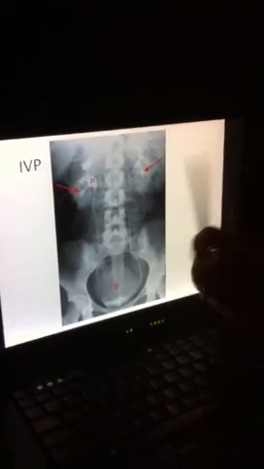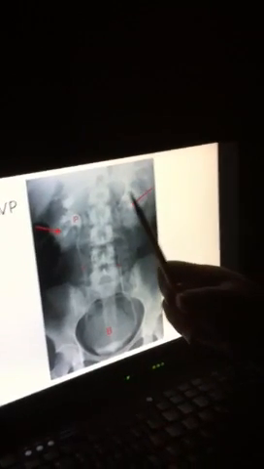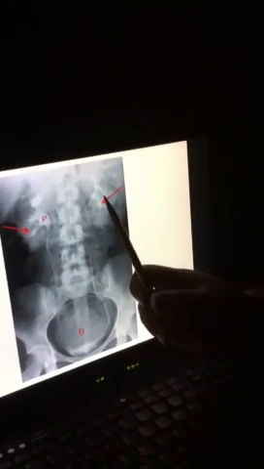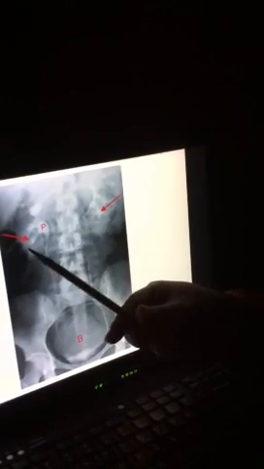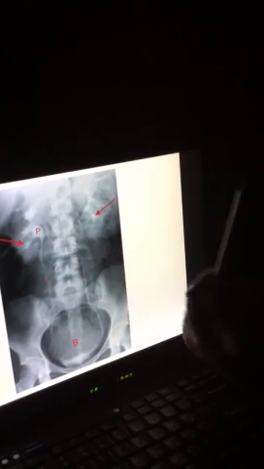And you can see some parts of the kidney like this, which is what? Calyces? Same thing on the other side. Yep. And then it? The calyces. And you have this structure here and here. The renal pelvis. The renal pelvis, yep.